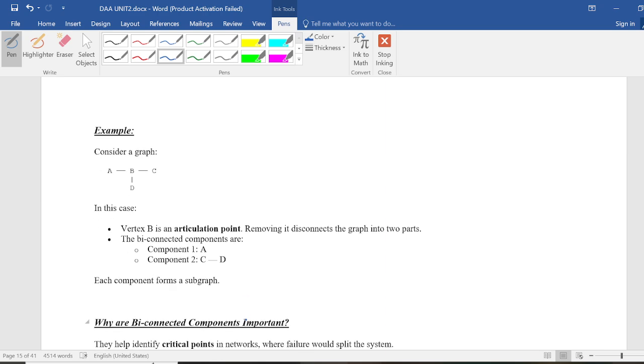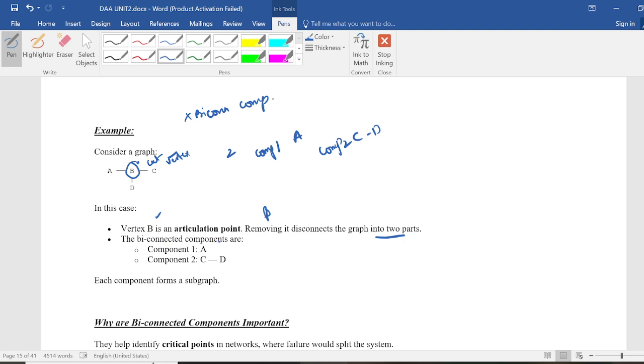Example. Here, in this example, this is not a bi-connected component. Considering a graph with A, B, C, and D, in this structure, vertex B is an articulation point or cut vertex, because if B is removed, then two connected components are formed. If B is removed, A is component 1, and C to D is component 2. So B is an articulation point or cut vertex. Removing B disconnects the graph into two parts.